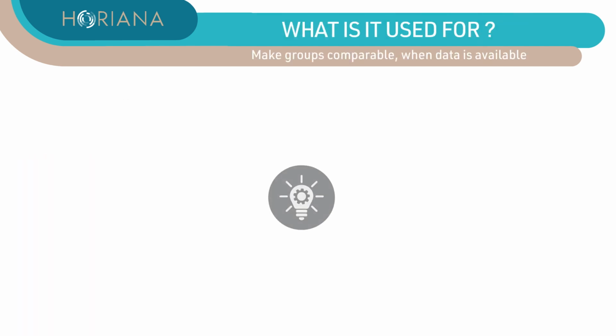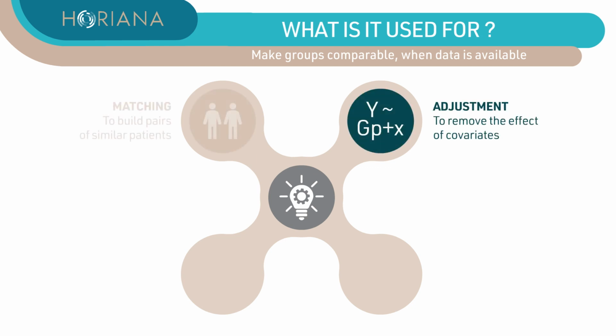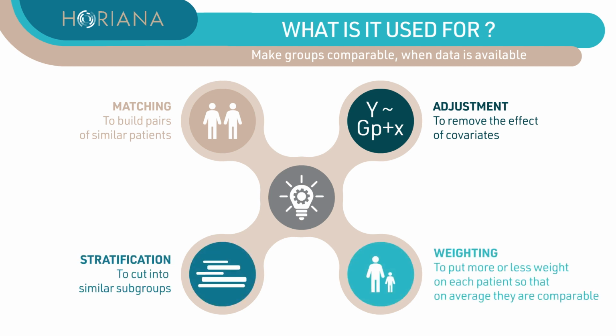The main interest of the propensity score is to make the groups comparable between them in order to limit bias. To do this, four different methods can be used with this tool. The adjustment method and the matching method have already been discussed in other videos. The two other methods are stratification and weighting.